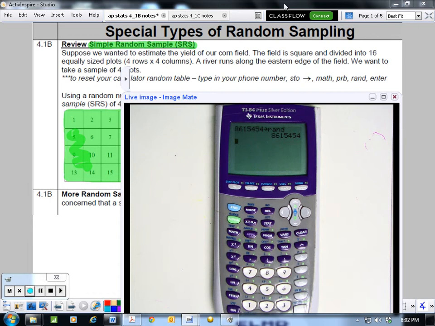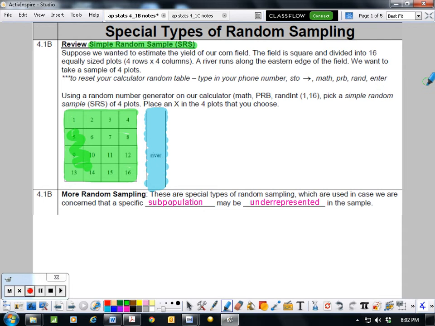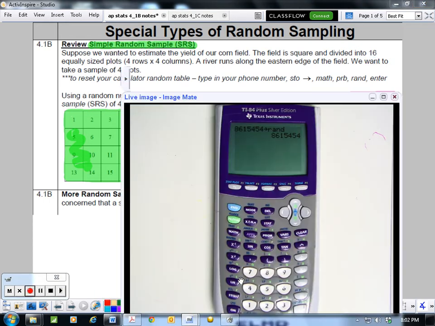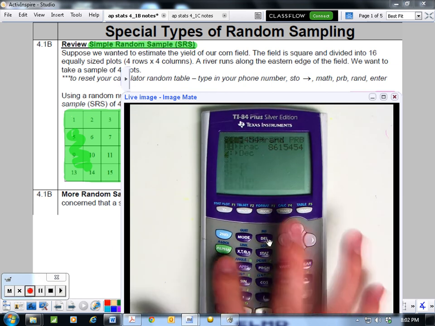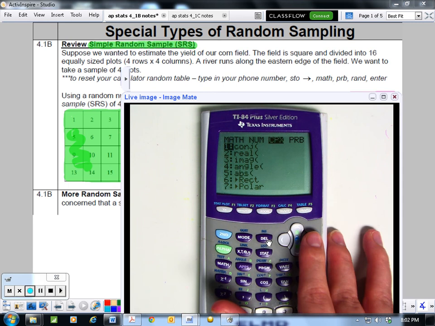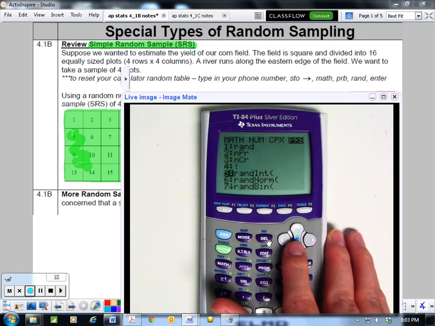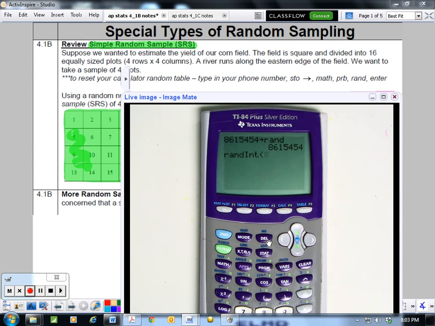So now what we're going to do is pick a random integer. So here are our directions for that. We are going to hit math, go to probability. We're going to do a random integer from 1 to 16 and do that 4 times. So let's look at our calculator. I'm going to zoom back in a little bit. I'm going to go to math, go over to probability. We're going to go down to randInt for random integer. We want our numbers to start at 1 and go to 16.